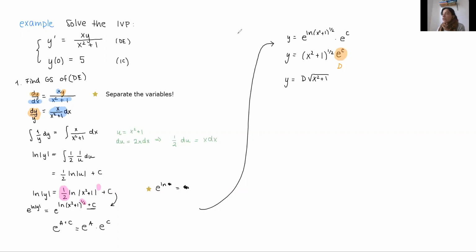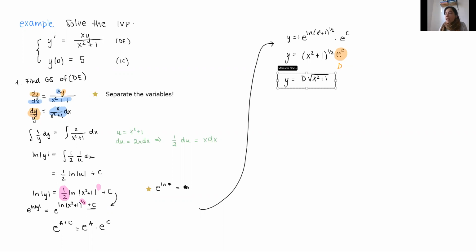Can I see a show of hands for those of you who did understand this? That's very good. Okay, so we're not done yet. We have just found the general solution because we still have to find the particular solution that satisfies our initial condition.